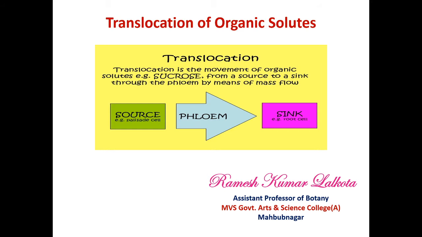In our last class, we studied photosynthesis, the process where organic substances are produced by the green parts of the plants from inorganic substances. These substances formed as a result of photosynthesis are to be translocated to different parts for their usage. This process is known as translocation.